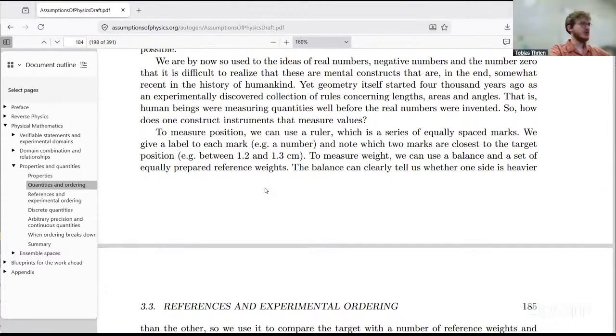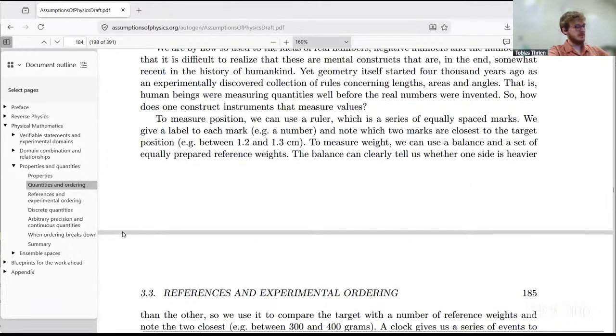We are by now so used to the ideas of real numbers, negative numbers, and the number zero that it is difficult to realize that these are mental constructs that are, in the end, somewhat recent in the history of humankind. Yet geometry itself started 4,000 years ago as an experimentally discovered collection of rules concerning lengths, areas, and angles. That is, human beings were measuring quantities well before the real numbers were invented. So how does one construct instruments that measure values?